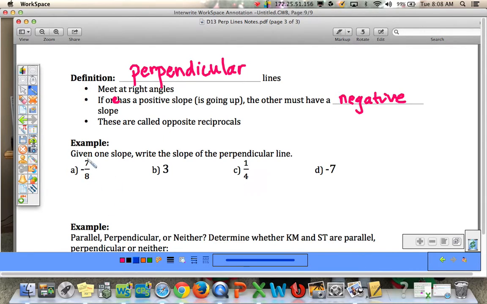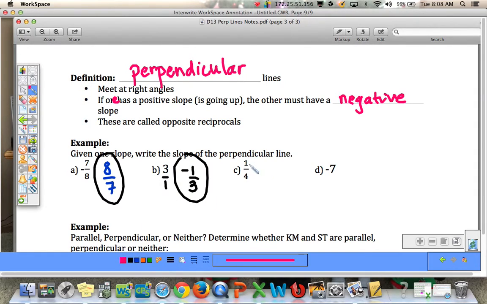So for example, given one slope, write the slope of the perpendicular line. If one slope is -7/8, the other one would be positive because this is negative, and you would flip it. 8/7 would be the perpendicular slope. If one slope is 3, that's the same as 3/1. The perpendicular slope would be the opposite, so negative, and you would flip it, -1/3.